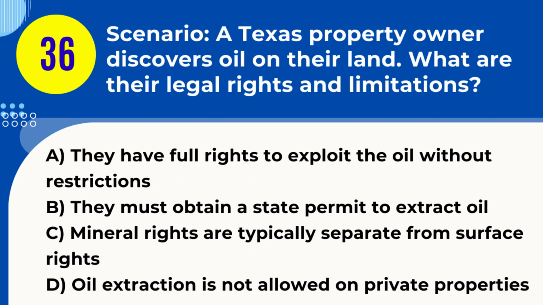Question 36. Scenario: A Texas property owner discovers oil on their land. What are their legal rights and limitations? A. They have full rights to exploit the oil without restrictions. B. They must obtain a state permit to extract oil. C. Mineral rights are typically separate from surface rights. D. Oil extraction is not allowed on private properties. Answer: C. Mineral rights are typically separate from surface rights. Explanation: In Texas, discovering oil on one's land involves understanding the separation of mineral rights from surface rights. The property owner may not own the mineral rights, which are often sold or leased separately from the land itself.